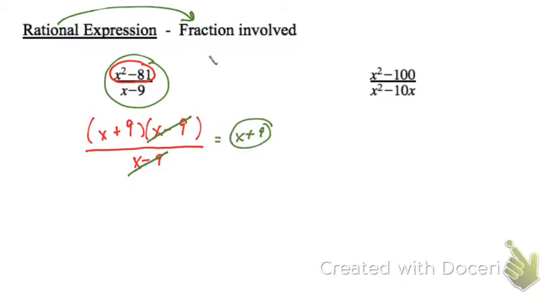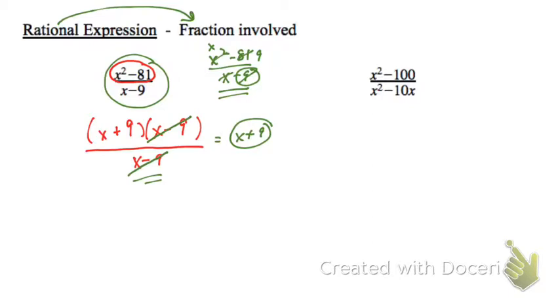Now notice what I did not do. And you cannot do this. You can't say, well, 9 and 81 puts a 9 up there. X and x squared puts an x up. You can't do that, because this is not a 9 down here. It's an x minus 9. And what do you cancel x minus 9s with? Another x minus 9. All right?